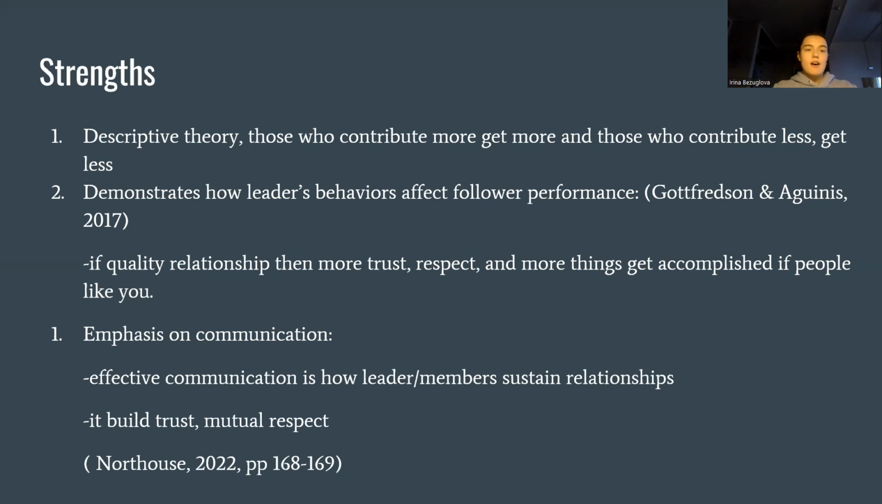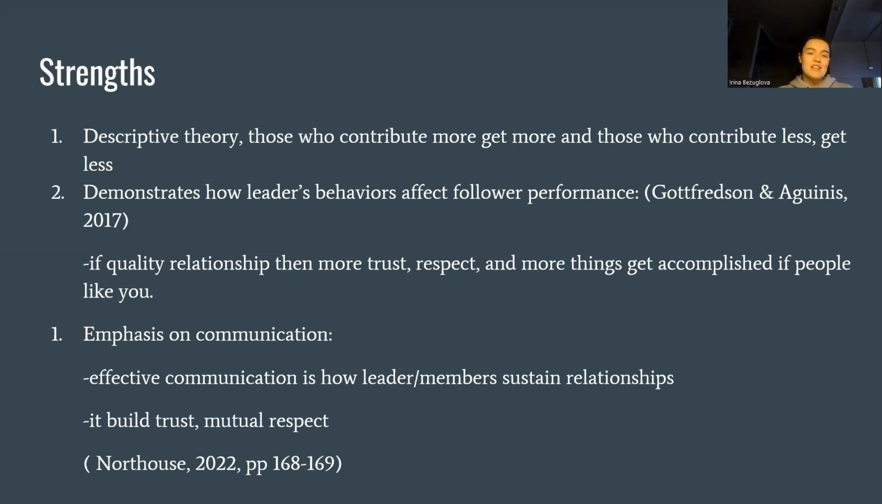So the strength of this theory is that it is descriptive, and it does say that it is kind of fair in a way. Those that give more receive more, but those who contribute less get less, kind of like in a group project. So if you do not put in the effort, then you do receive a lesser grade. So that is fair, at least in my opinion.